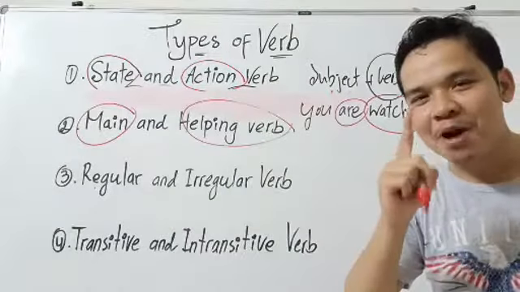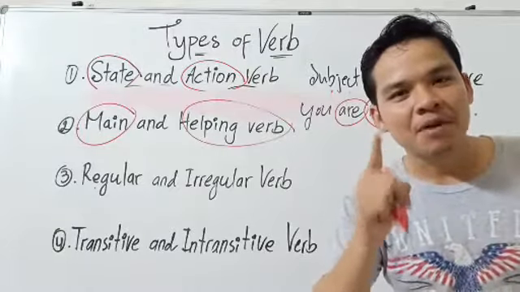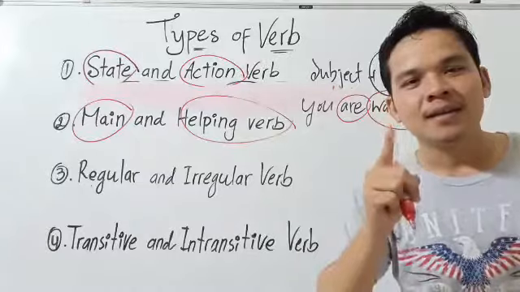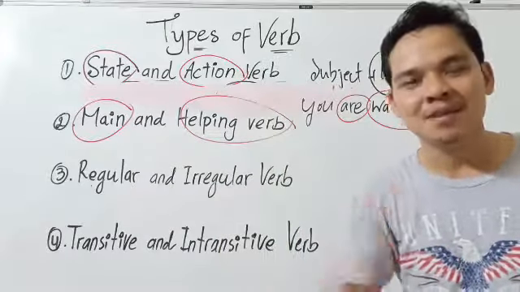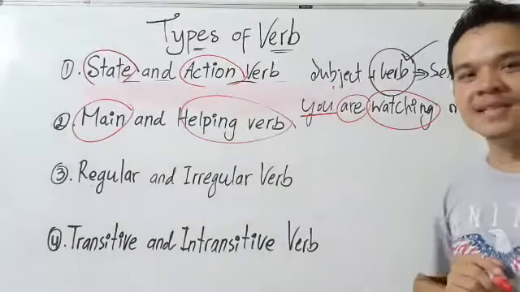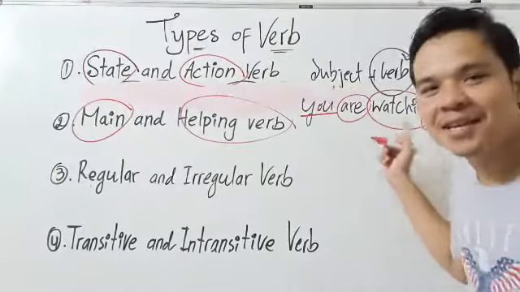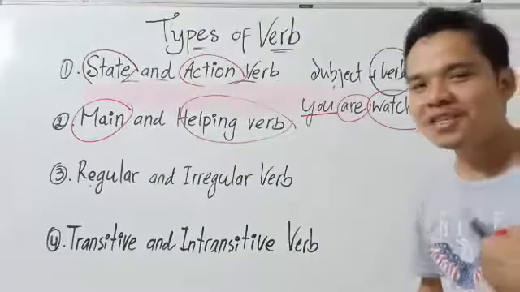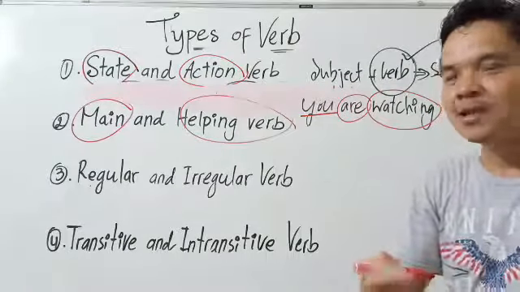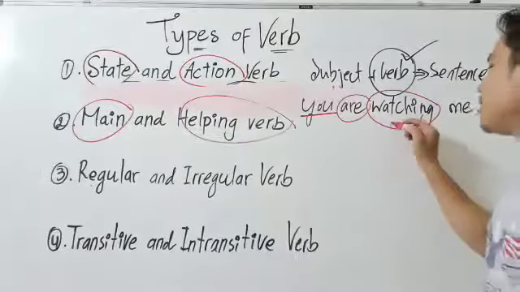But we have one main verb. When we talk about the main verb, it is the verb that shows the action in a whole sentence that the subject does. So you see, "you" is the subject, and what is the action? It is the action that the subject is doing. You are watching my video. So the activity, you are watching. "Watching" shows the action that you are doing. We call it the main verb.